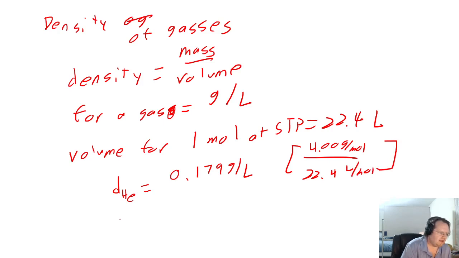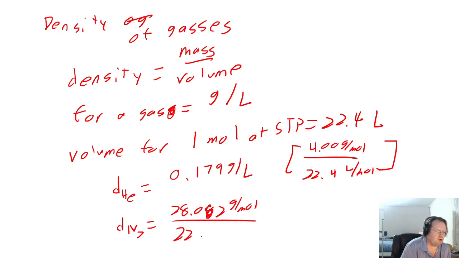On the other hand, let's take nitrogen. This time I'll show the work up front rather than showing it afterwards. It has a molar mass of 28.02 grams per mole, but it's still going to have the same volume per mole, 22.4 liters per mole, if you're at STP. That means it's going to have a density of 1.25 grams per liter.